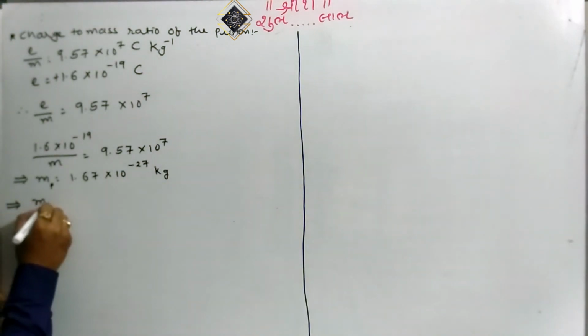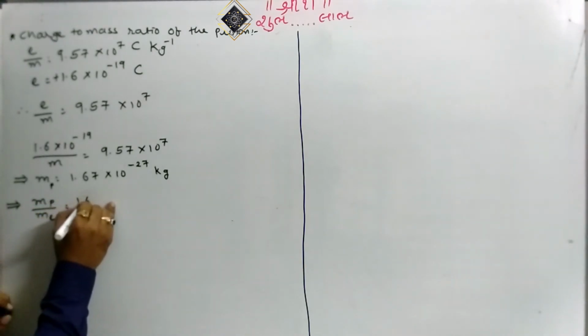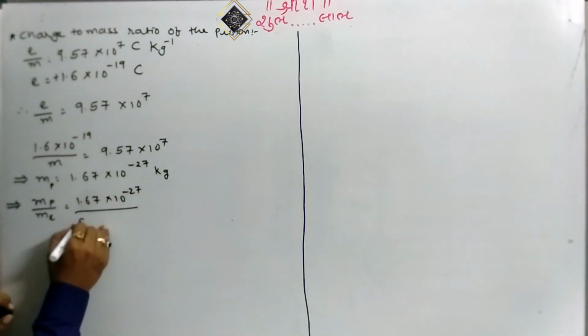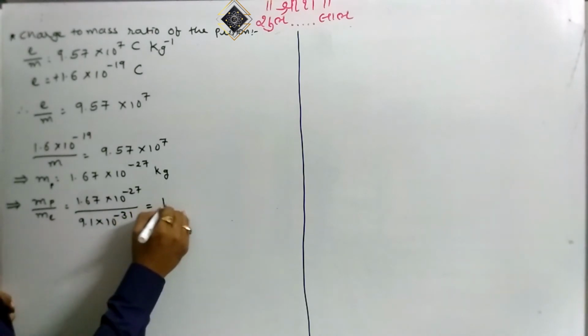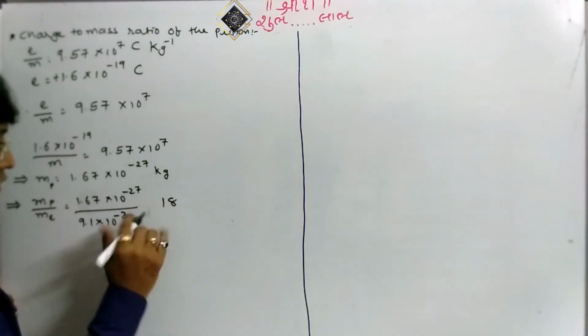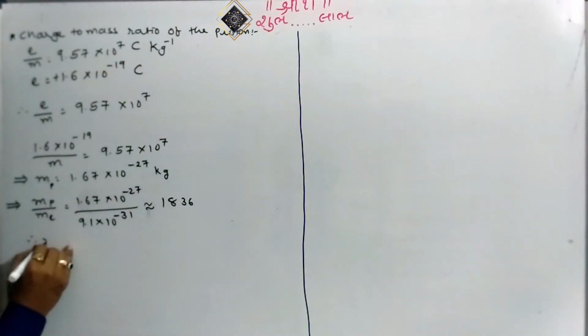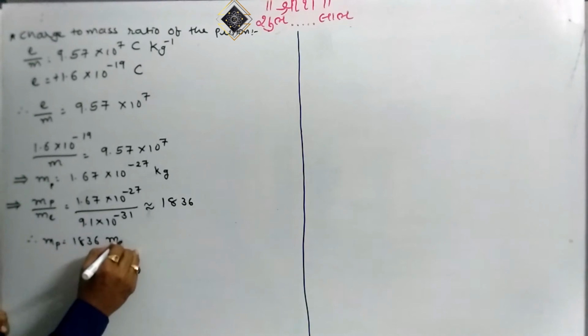If we take the ratio of mass of proton to the mass of electron, 1.67 into 10 raised to minus 27 divided by 9.1 into 10 raised to minus 31 kilogram, it is nearly equal to 1836. That means the mass of proton is 1836 times more than the mass of electron.